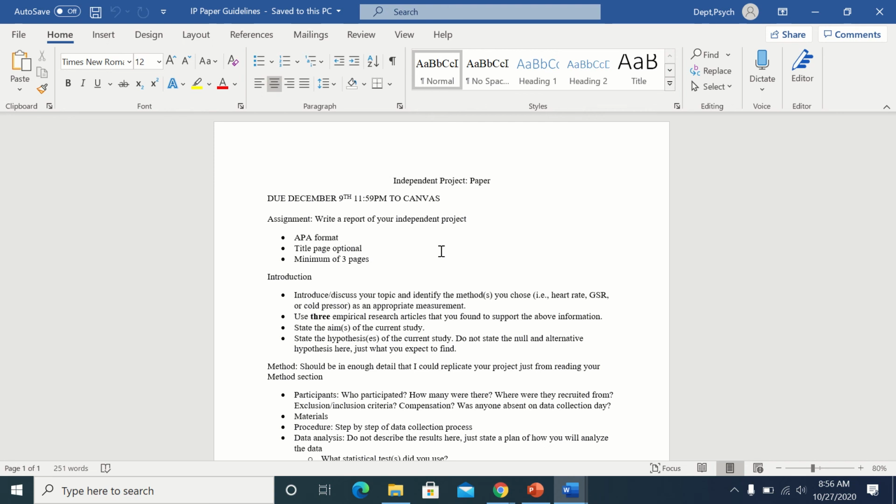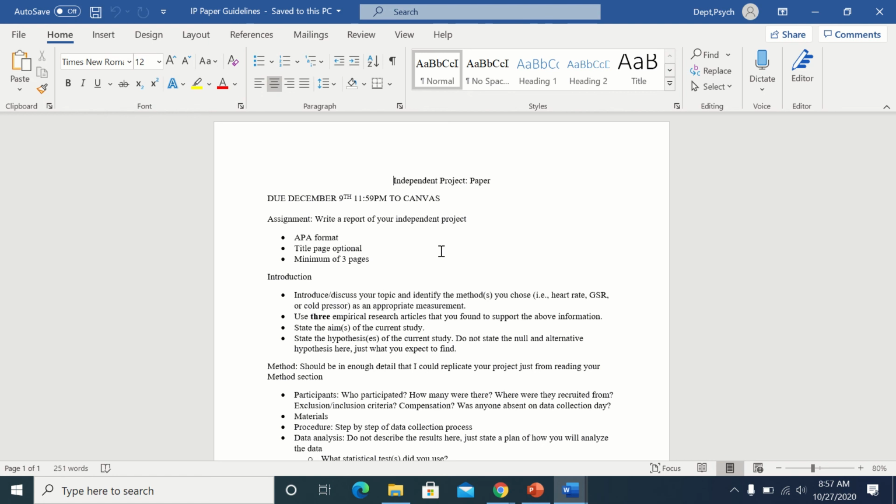So this is really just the same thing as your last two lab reports of the cold pressor and polygraph. You're going to introduce the topic that you chose and why the method you chose is appropriate for your topic. So you need to make some justification of why you're doing heart rate versus GSR, or why you think cold pressor is the best. So why, with the topic you choose, why did you choose that specific method?